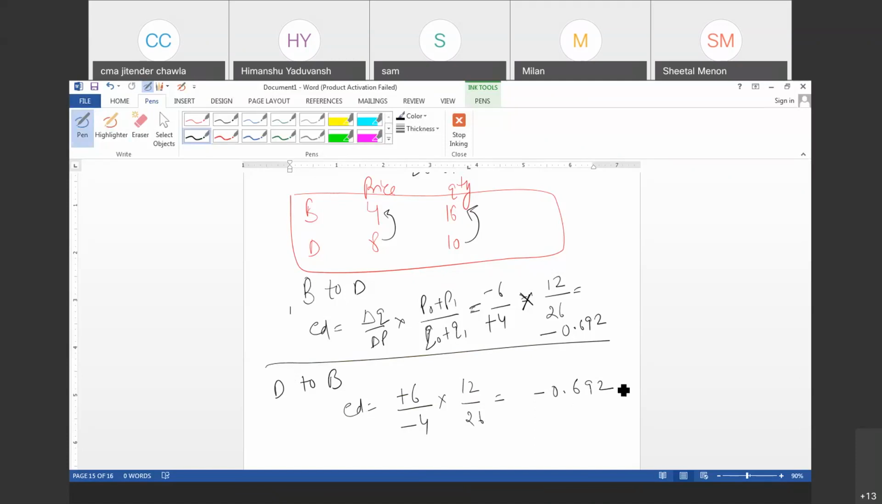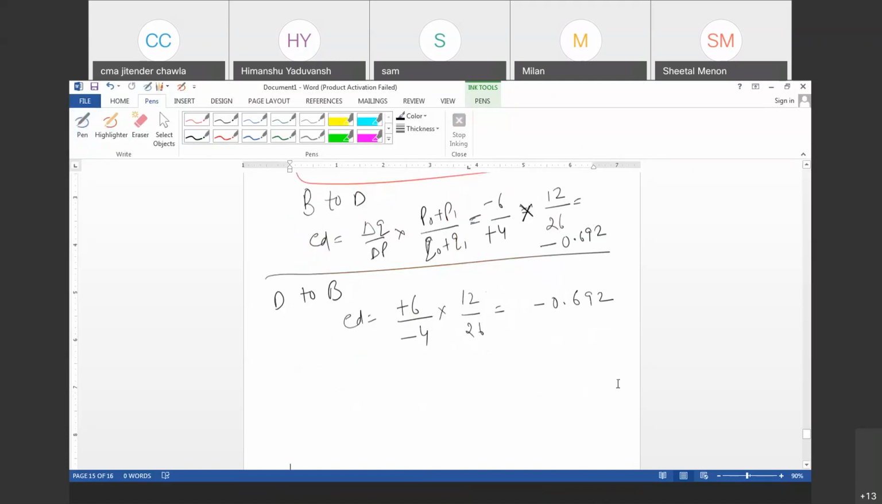The last one remaining is the graphic method.